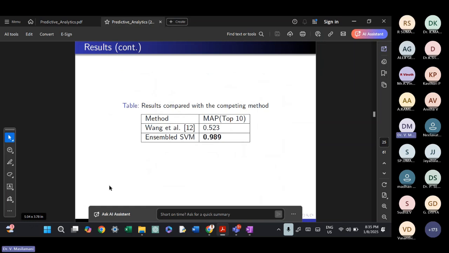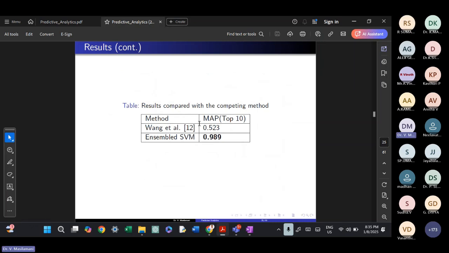In terms of MAP, mean average precision, the existing model is 0.523, and our model is giving 0.989, which is a significant improvement.